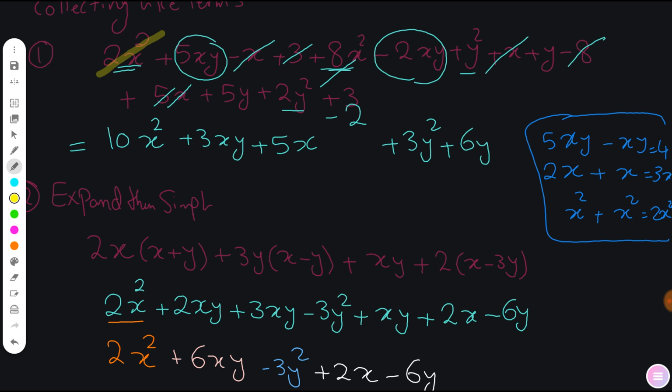2x squared with 8x squared is 10x squared. 5xy minus 2xy is 3xy. Negative x plus x will be 0, plus 5x will be 5x. What do we have left? 3 with negative 8, so it's negative 5, plus 3 is negative 2. As you see, this is negative 2.